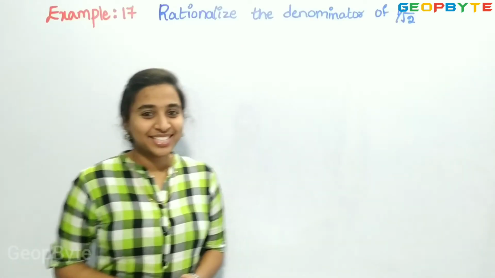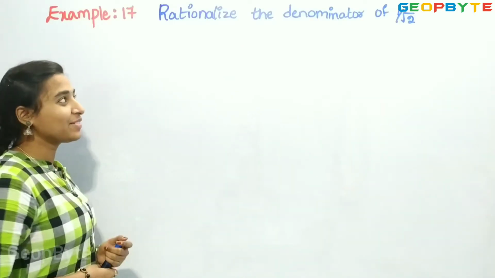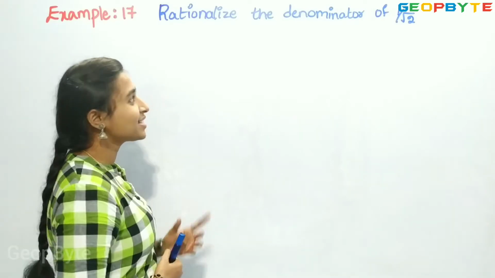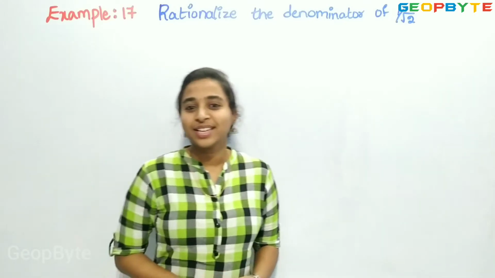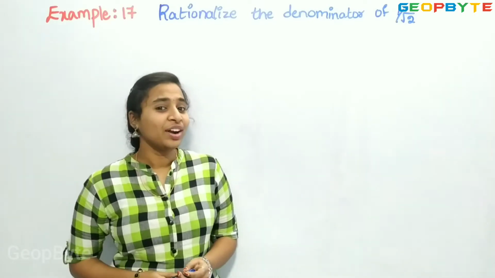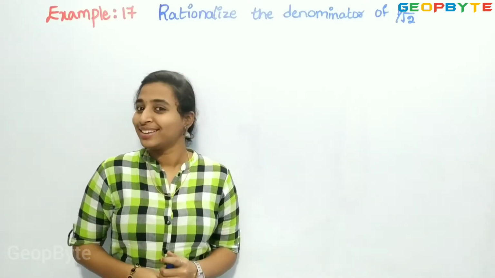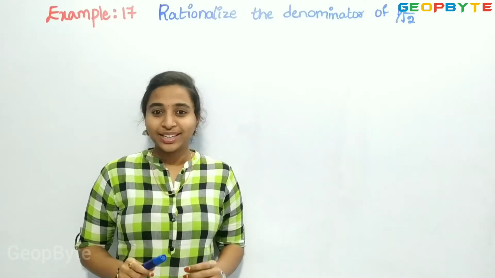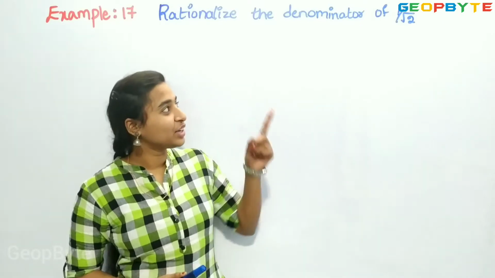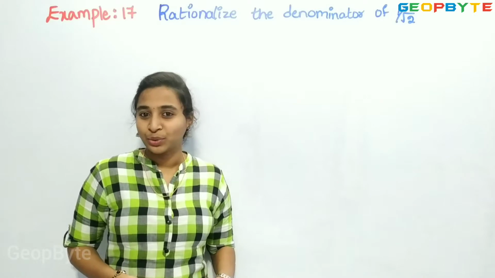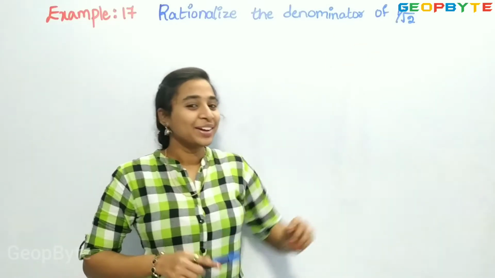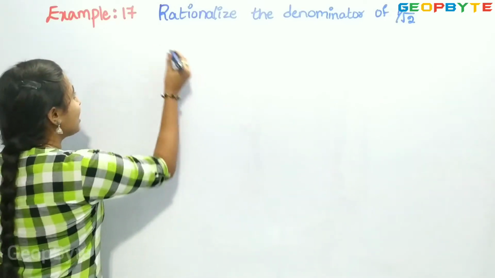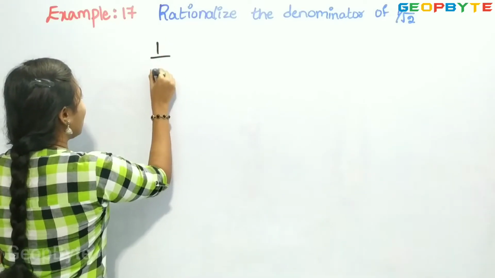Now, let us see example number 17. Rationalize the denominator of 1 by root 2. We know that we should not have irrational numbers in the denominators. So, let us rationalize the denominator root 2. We have 1 by root 2.